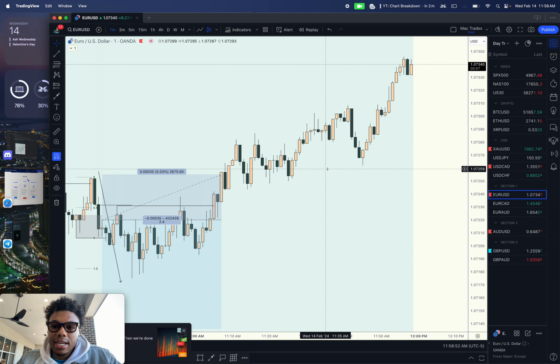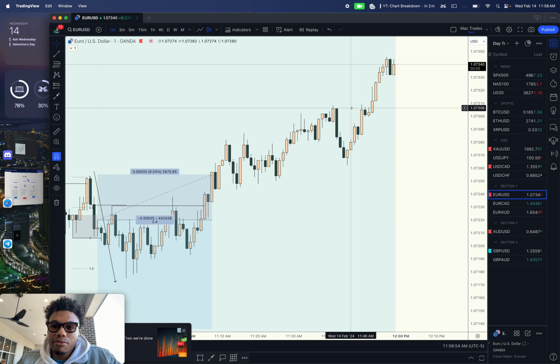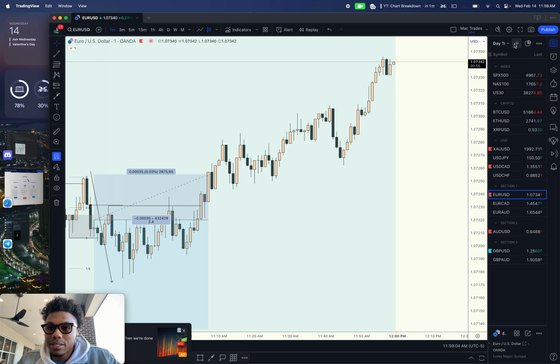Now, there was actually another entry opportunity that formed, or there is another entry opportunity that formed within this area here. So we may see price retrace, tag us in, and then continue to push to the upside, but I'm not in this trade because the market is about to close in 1 minute. All right, so I won't be taking that trade.